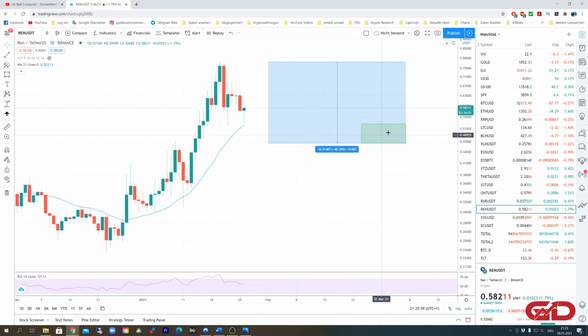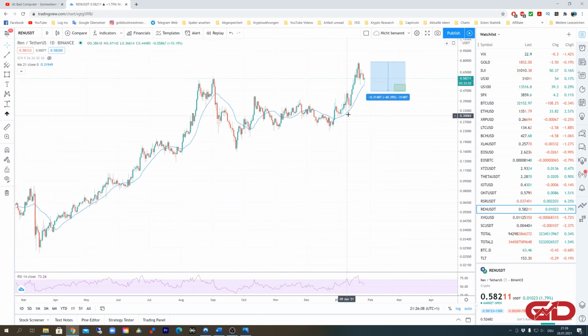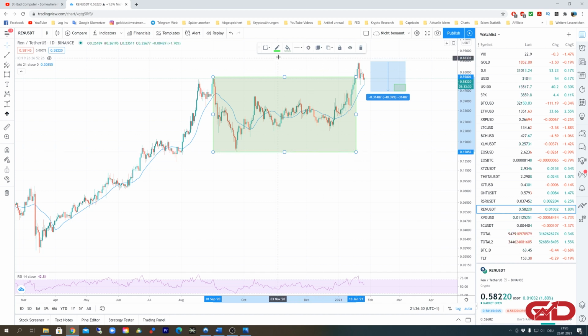So this right here is my buy-in zone and my buy-in target for REN. And now we can also directly watch what the bullish perspective is showing us. You can see right here, this last high was here, then we got the low, and right here we had the first daily candle close above it. Let's also make this rectangle into another color.